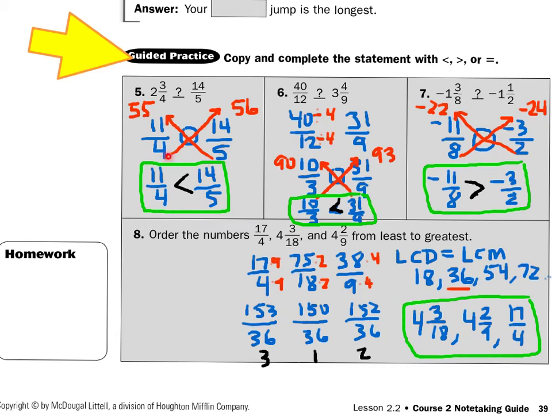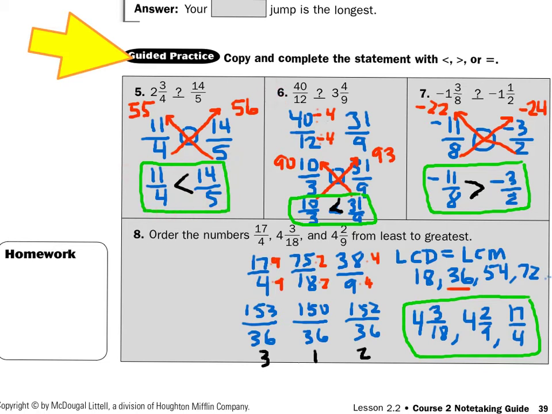Now start at the denominator. 4 times 14 gives you 56, and then start here at the other denominator. 5 times 11 gives you 55. All you have to do is compare 55 to 56. 55 is smaller, so I'm going to use the is less than. So 11 over 4 is less than 14 over 5, and I box my answer.